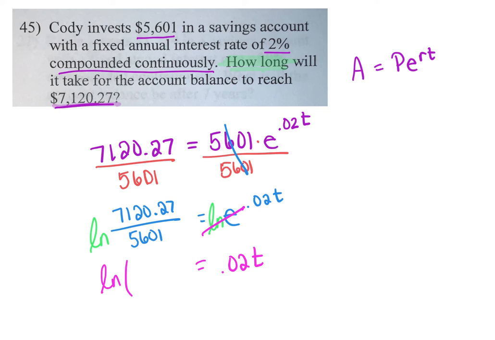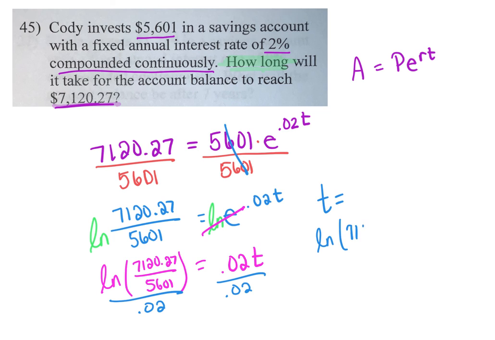On the other side, I have this guy right here, which is just a number. I don't have to worry about it. What's my last step to solve for t? Divide by. Yeah, I need to divide by 0.02. So my time in your calculator is going to look like this, by the way. Natural log, it's going to open parentheses, do 7120.27 divided by 5601, close parentheses, divided by 0.02. So in your calculator, you're going to put it just like that. And when you do, you should get 12 years. And they are rounding to the nearest year here.